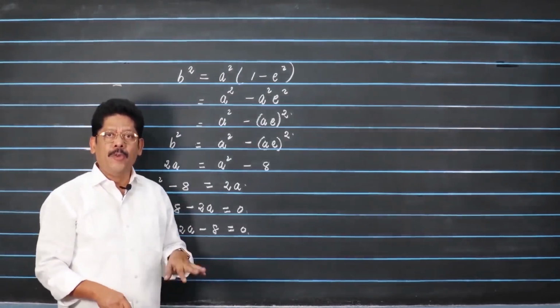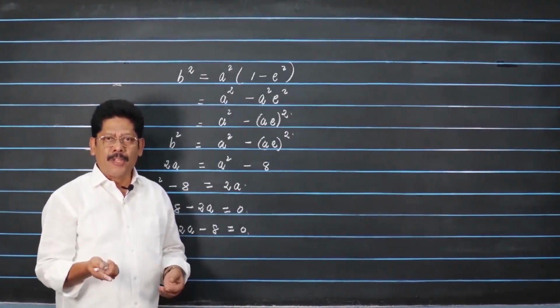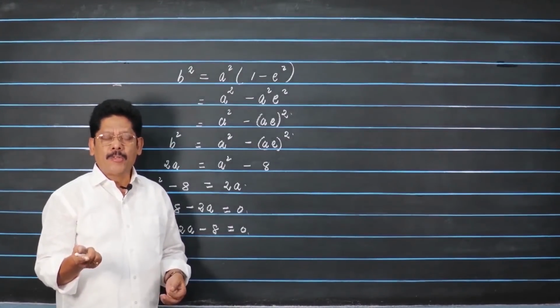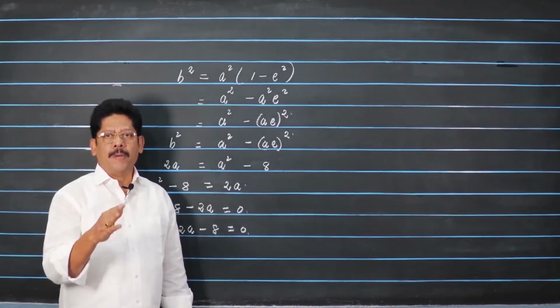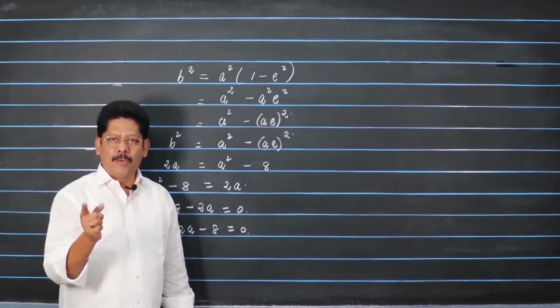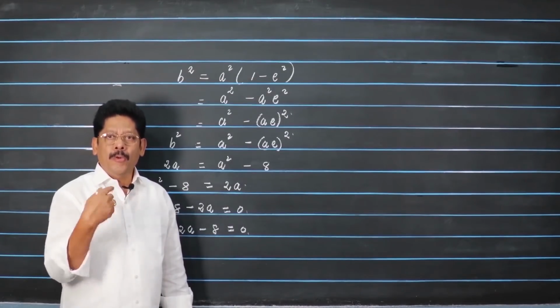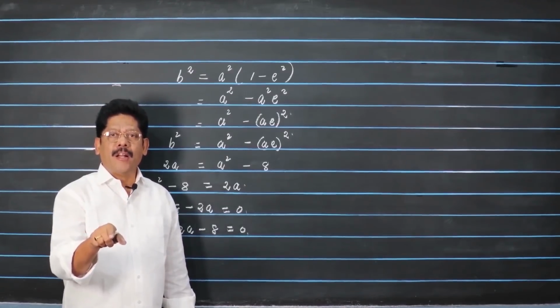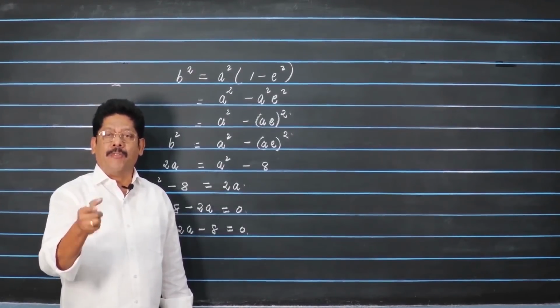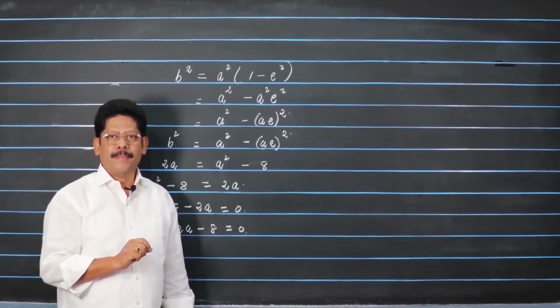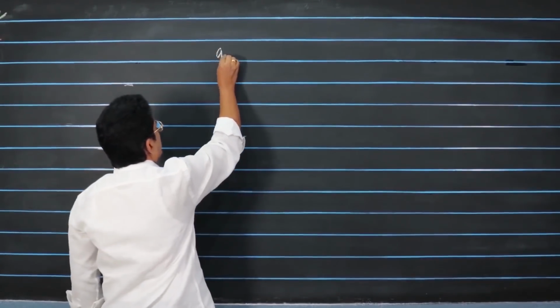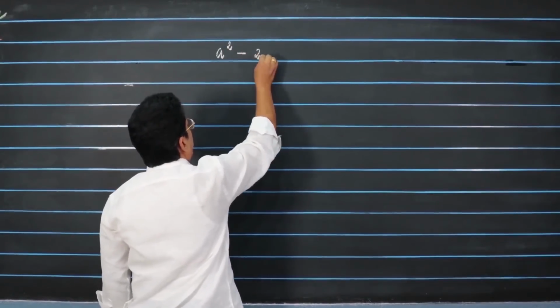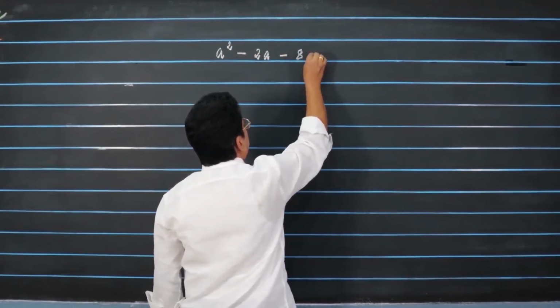Once you have got the value of a, you can develop a squared. Now, you know the value of a squared, therefore you can establish b squared. Once a squared and b squared are known to you, you can find the equation of the ellipse because you already know the center of the ellipse is 0, 0, which is equal to h, k. Now we must factorize the equation a squared minus 2a minus 8 is equal to 0.